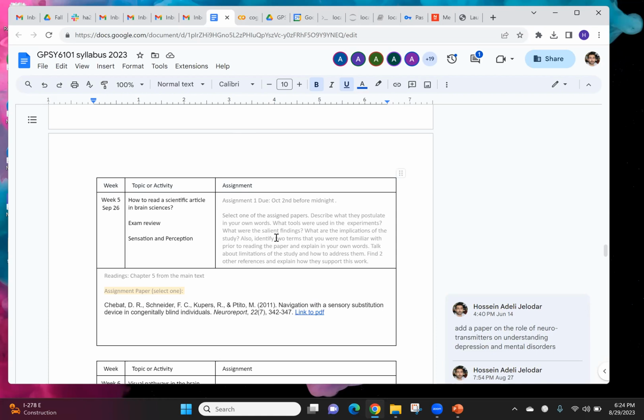The template tells you basically a bunch of questions that you're going to have to answer, pretty much a paragraph to each of them. And the questions will be, well, describe what they postulate in your own words. What tools were used in the experiment? What were the salient findings? What were the limitations? What was the conclusion, right? So basically we want to see that you understood the paper. I'll give you a template for the way to organize it, but also I'll give you a couple of examples from last year of reactions to another paper that I thought were kind of nice, and that would guide you through what level of detail we're looking for.